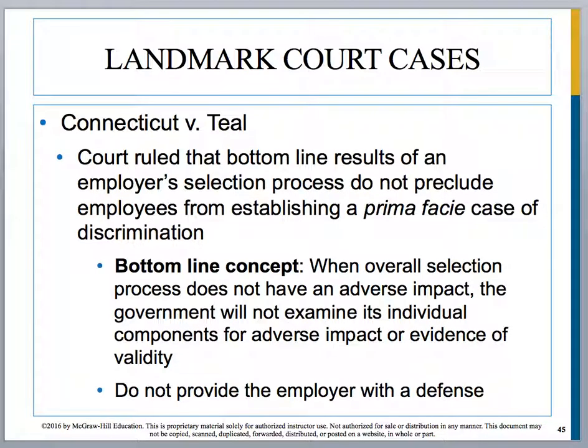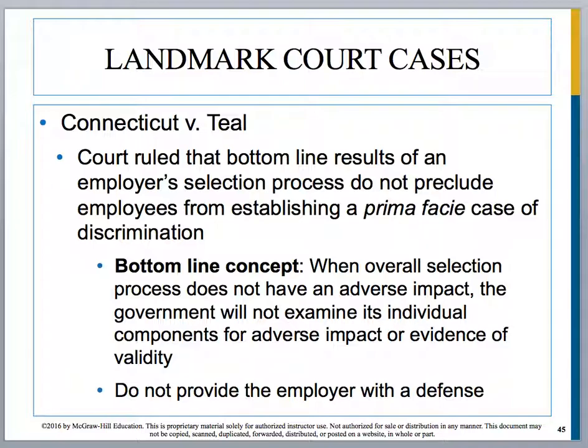We then have the court case of Connecticut versus Teal. A Connecticut agency promoted several African American employees to supervisory positions contingent on their passing a written exam. When they failed the exam, the agency refused to consider them as permanent candidates for the position. The employees then alleged that Connecticut violated Title VII by requiring, as an absolute condition for consideration for promotion, that applicants pass a written test, and that this test disproportionately excluded African Americans and was not job related.